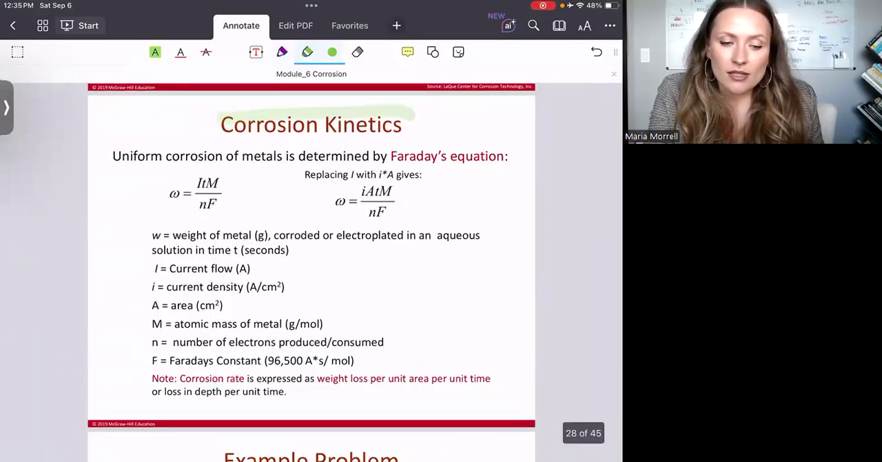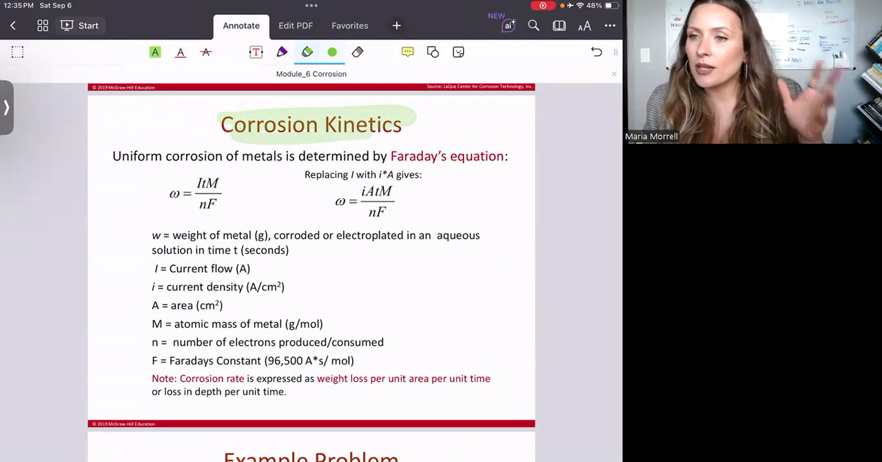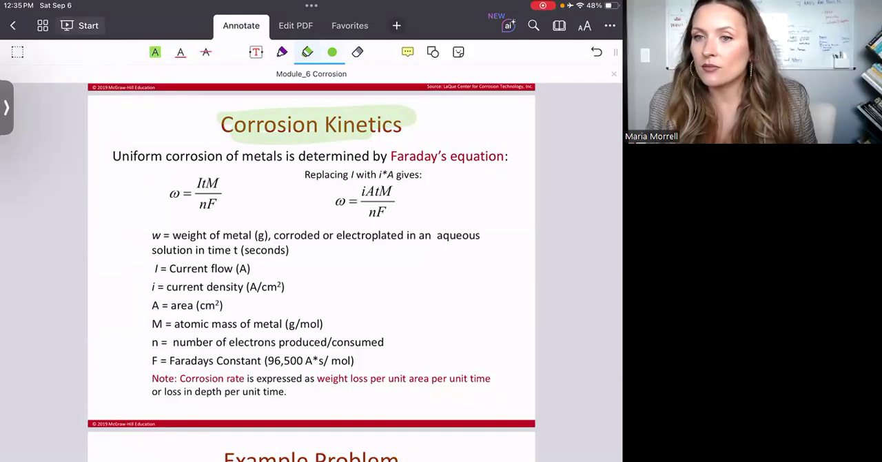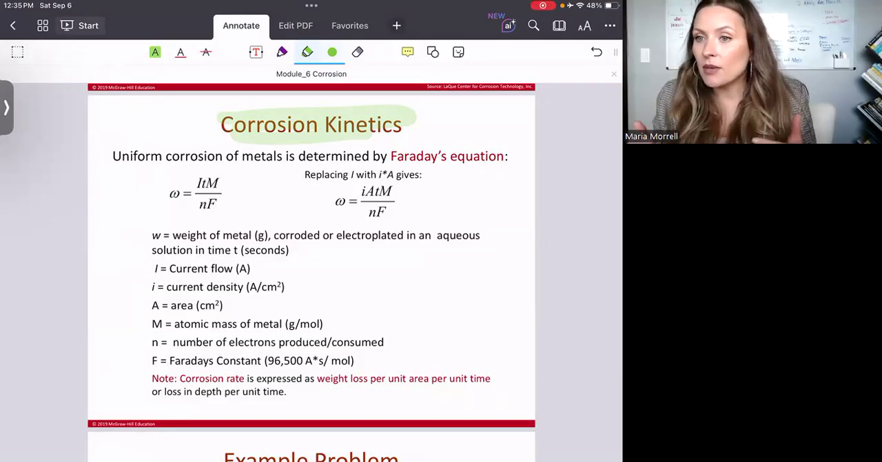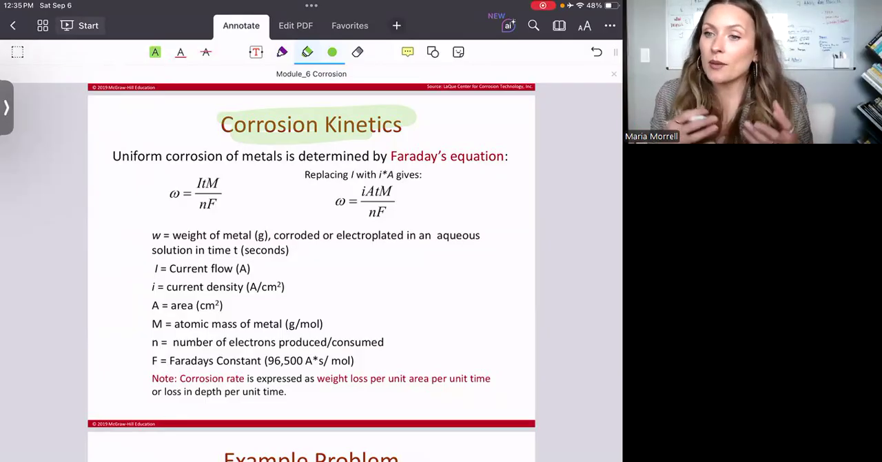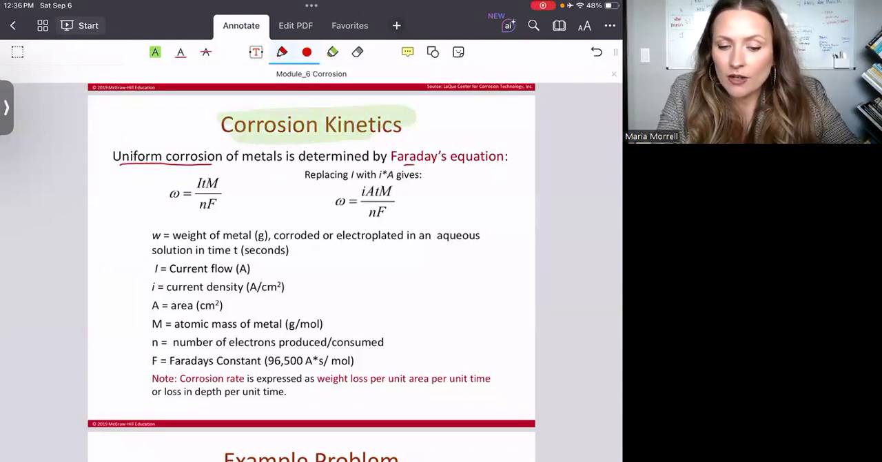Now, the last concept is, now that we understand such elements as polarization and passivation, we would like to be able to actually quantify the corrosion process, right? And what I mean by quantification is I would like to know how much material I'm losing, right? So that way I can account for the additional thickness, or I can estimate and replace the pipe before the pipe bursts, right? So the uniform corrosion of metals is determined by Faraday's equation.